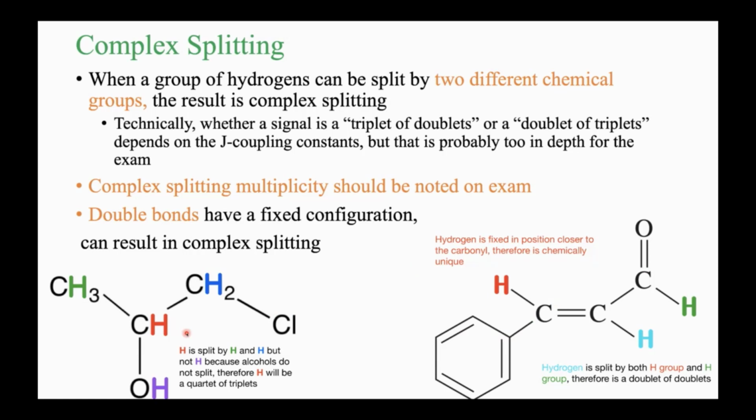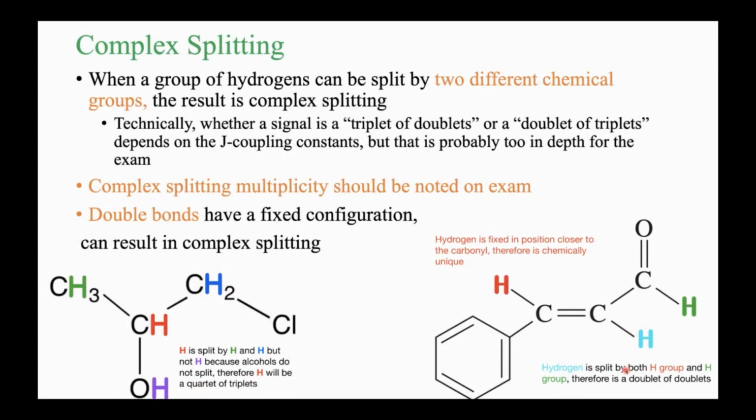For an example of complex splitting, go to the bottom left. We show in the middle that the red proton is nearby. I didn't cross out the bonds, but it's close enough to the green and the blue to be split. It's also close enough to the purple, the alcohol, but because alcohols don't split, we won't see that effect. So we only care about the green and the blue's effect on our red proton. Green is 3, blue is 2, so 3 plus 1 is 4, 2 plus 1 is 3, so it's a quartet of triplets.